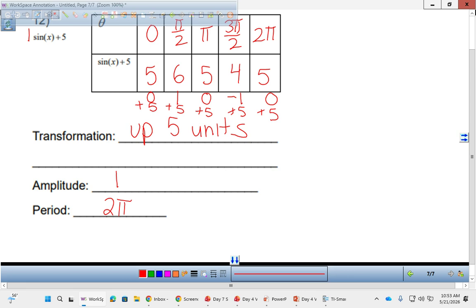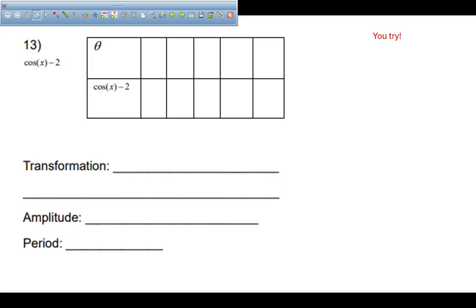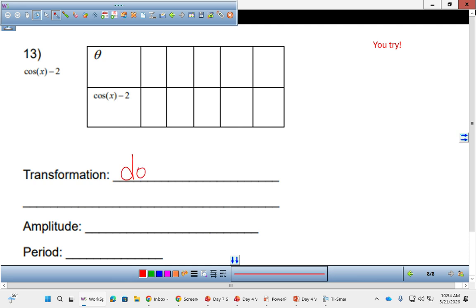Let's look at the next example. Cosine of x minus 2. The minus 2 is at the very end. It's not in the parentheses with the x. Inside is a phase change. Outside is an up, down. This is minus. So this is going to be a down 2 units, or just down 2.